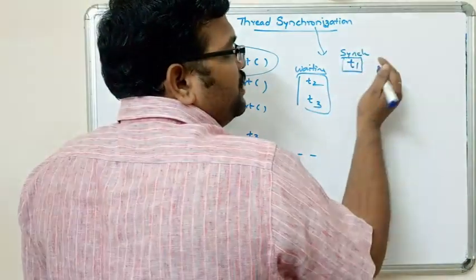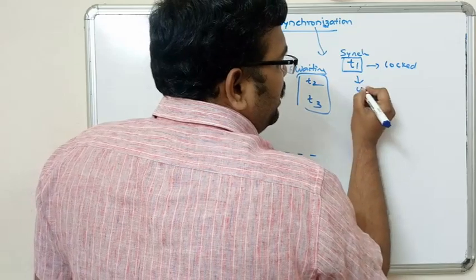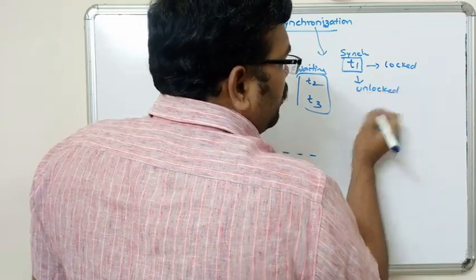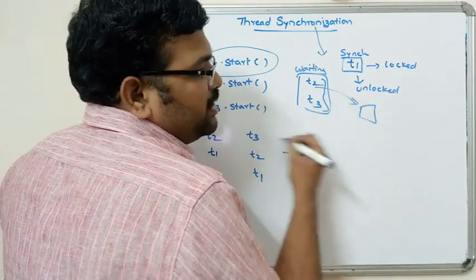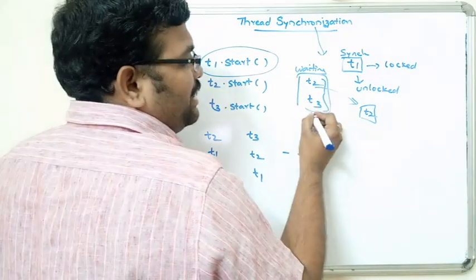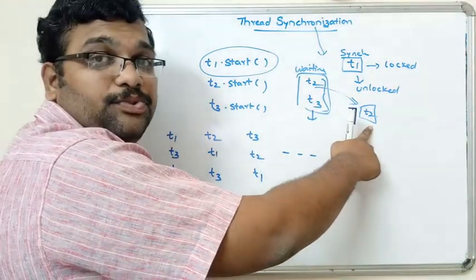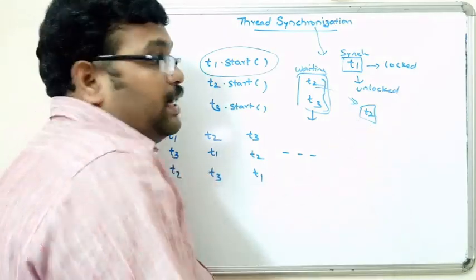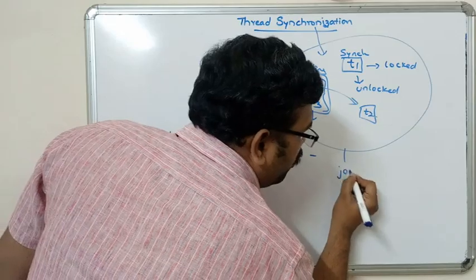After completion of this one, it will be unlocked. Then from these 2 threads, one thread will occupy this lock position. If T2 occupies it, T3 will be in the waiting state, waiting until T2 completes its execution. This we have achieved by using the join method.